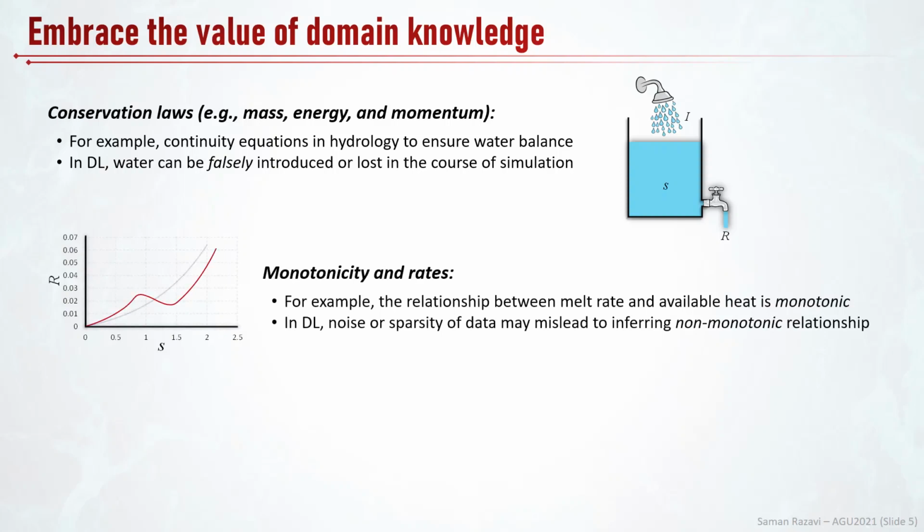The knowledge base also includes information about known causal relationships, such as monotonicity and rates. For example, we know that the relationship between melt rate and available heat is monotonic, that is, more heat causes a higher melt rate. We also have some rough estimate of the feasible range of the rate of change in one with respect to the other. But if you want to learn everything about these purely from data from a given case study, you may misinfer them because of noise in data or sparsity in data.